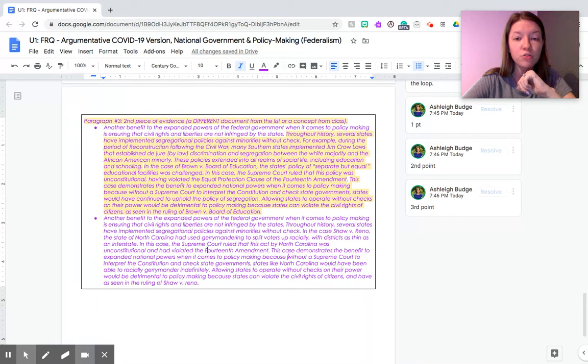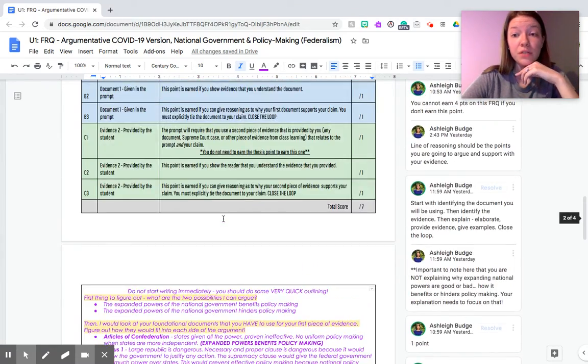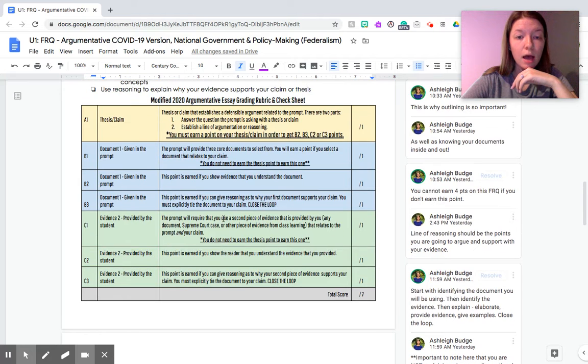Allowing states to operate without checks, kind of very similar to the example before, on their power would be detrimental for policymaking because states can violate the civil rights of citizens and have, as seen in the ruling of Shaw v. Reno. Okay? Again, connected it back to how their example demonstrates that expanding national powers benefits policymaking. Okay. I know that this is a lot to digest and compare to your own writing, but I really wanted to make sure that this was as in-depth as possible because, I mean, this is 60% of your AP test.